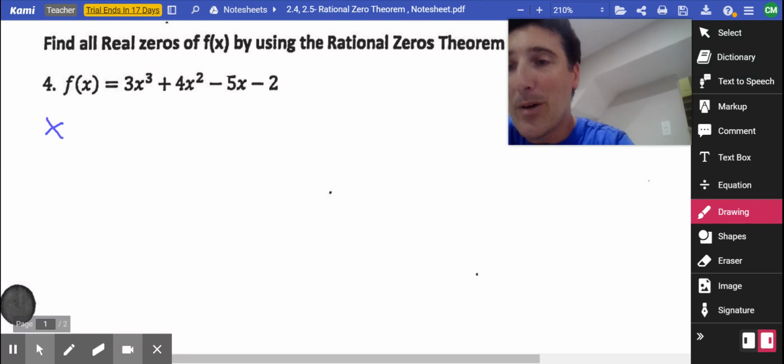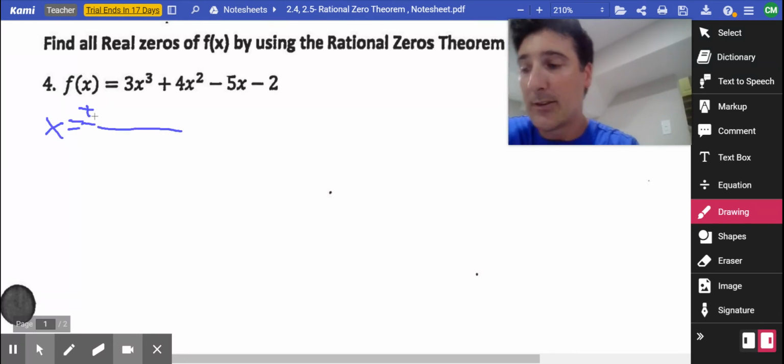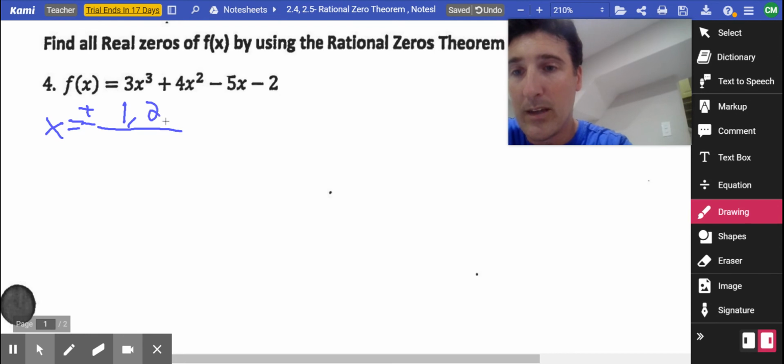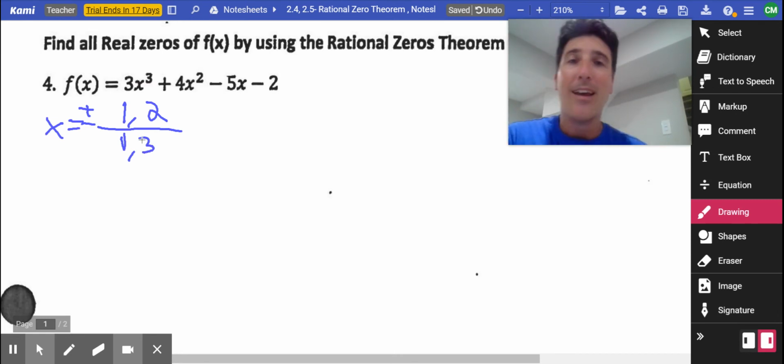So when I list the possible rational zeros, I don't have plus or minus, and then the top is always the constant. Well, factors for 2 are just 1 and 2. And then the bottom, got another prime number, so we just have 1 and 3. See how if I give you these problems where you have to do the whole plus or minus p over q, I really don't give you a whole lot of possibilities.